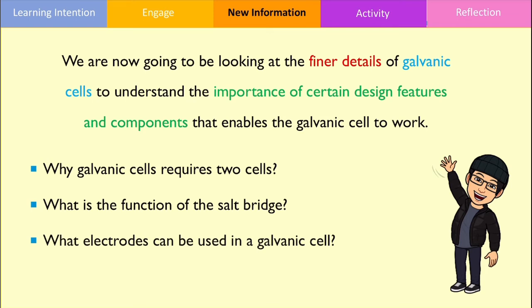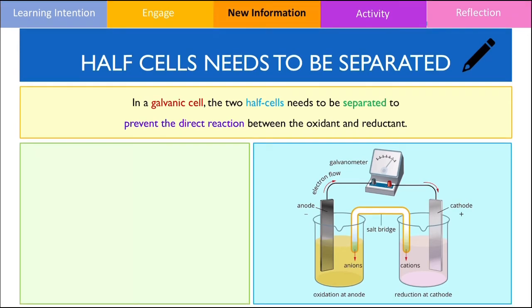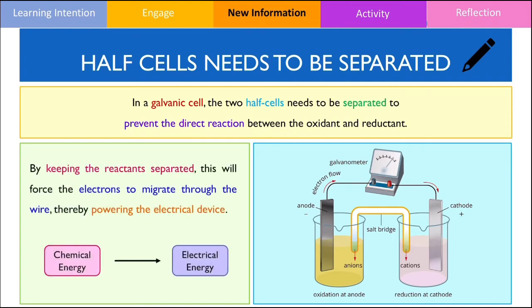The reason why galvanic cells require two separate compartments is that we need to prevent the direct reaction between oxidants and reductants. In other words, we don't want the oxidants and reductants being in direct contact with one another. When the sites of oxidation and reduction occur in two separate half cells, we can harness the movement of electrons that flow from the anode to the cathode to power the electrical device.